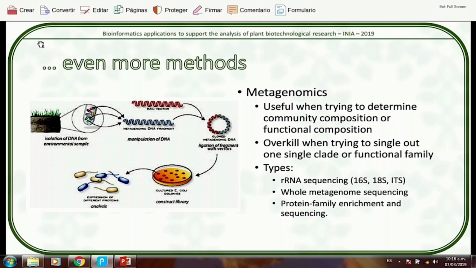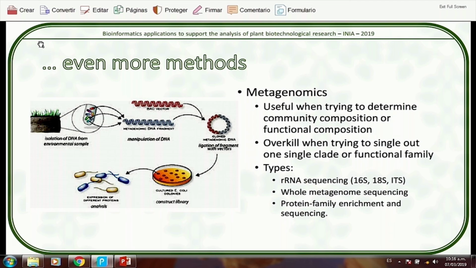Protein enrichment, protein family enrichment and sequencing. I've seen this happening before. Some scientists are not interested in the community diversity, but in the community of a specific protein family. So they go to NCBI, align a bunch of proteins from the same family, discover some conserved motifs, design degenerate primers to target those motifs, amplify that on their soil or environmental sample, and sequence that.